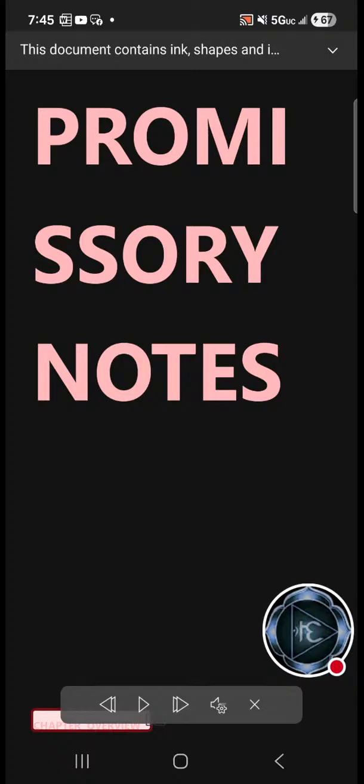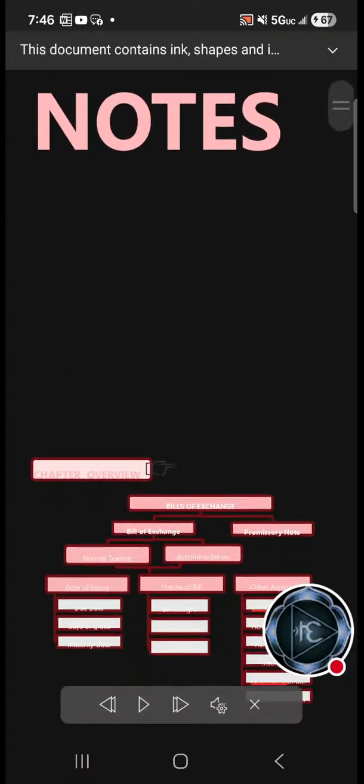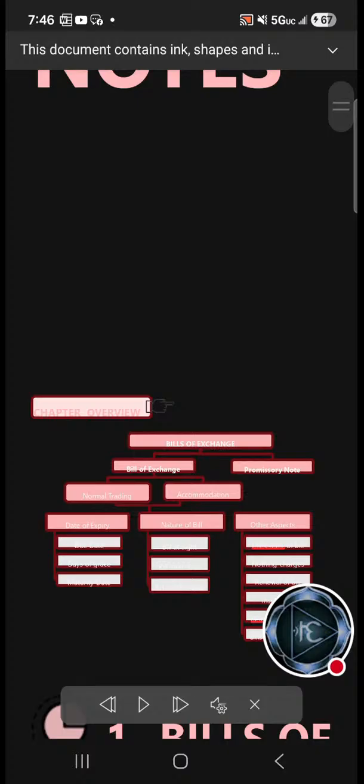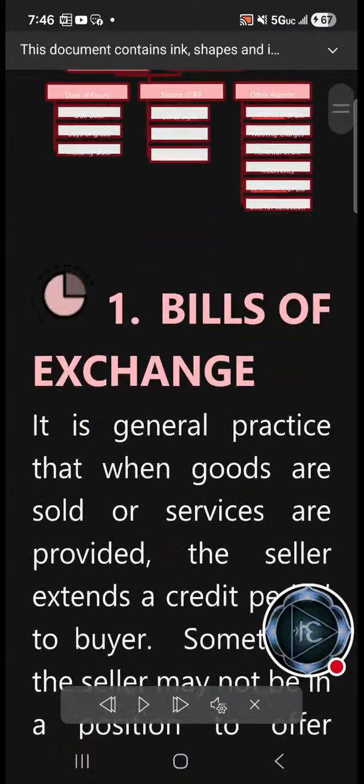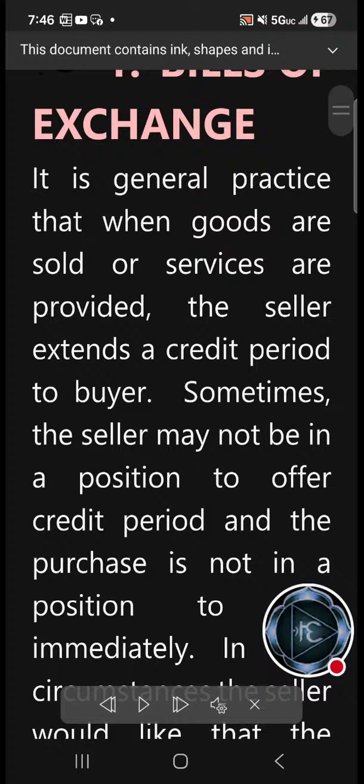1622. 1. Bills of exchange. It is general practice that when goods are sold or services are provided, the seller extends a credit period to the buyer. Sometimes, the seller may not be in a position to offer a credit period and the purchaser is not in a position to pay immediately. In such circumstances, the seller would like the purchaser to give a definite promise in writing to pay the amount of the goods on a certain date, which he can use to generate immediate funds.